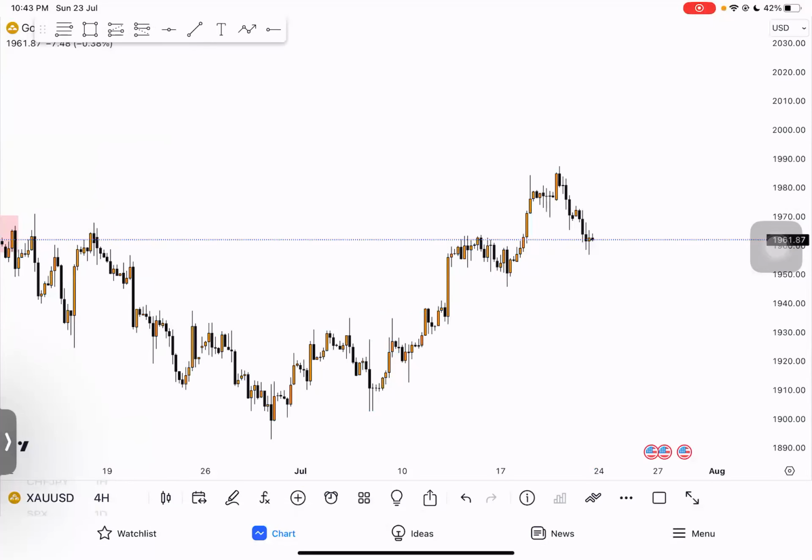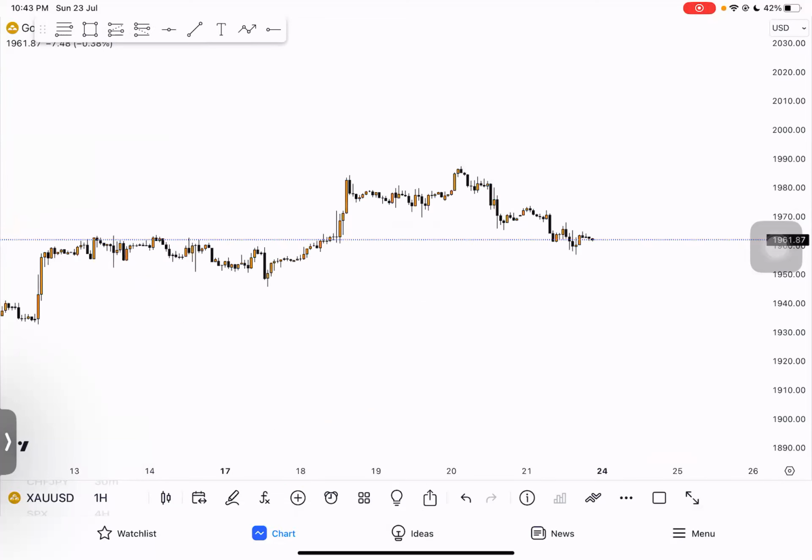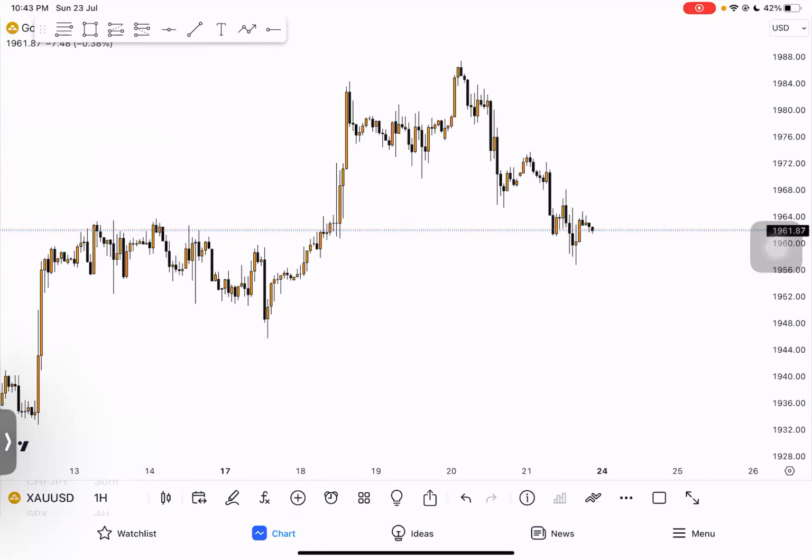Monday go gap down possible? H1 already break what? No break lah. Let's see what will happen tomorrow lah.